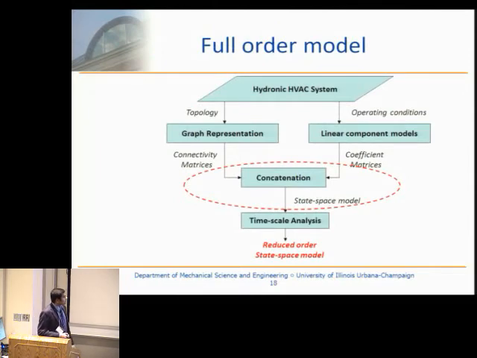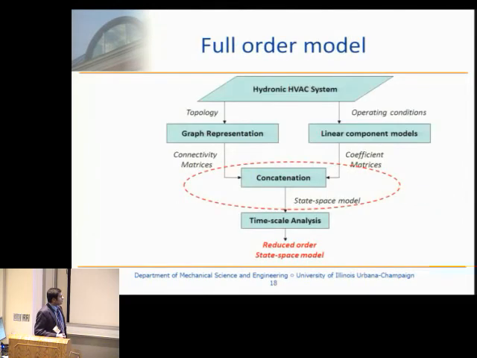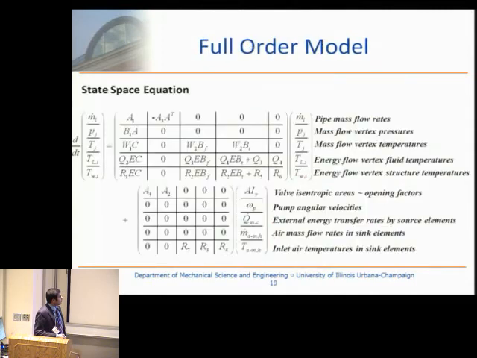What we do then is assemble all these various coefficients into matrices and call them coefficient matrices. Then we combine the connectivity and the coefficient matrices to obtain the state space model. This is what the final form looks like. This is the state vector, and it consists of 5 different sets of states. Each of these is actually a vector, so it's a long big vector.